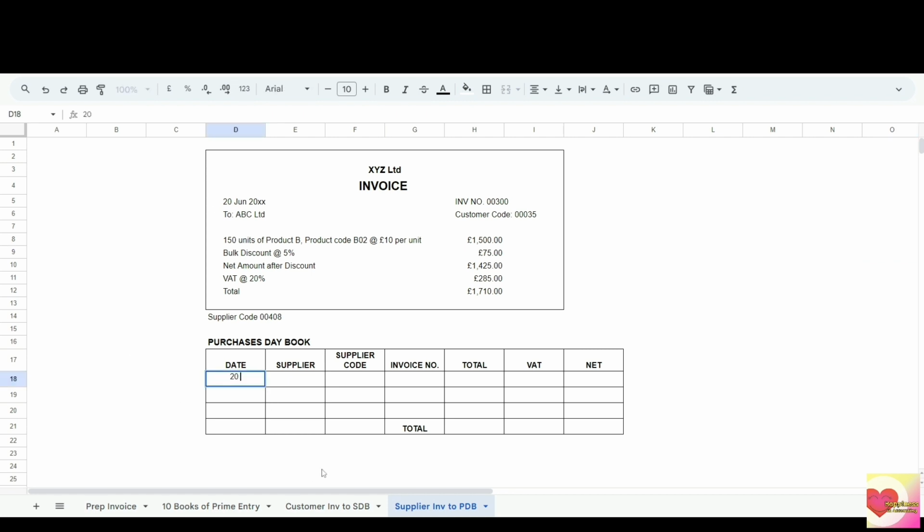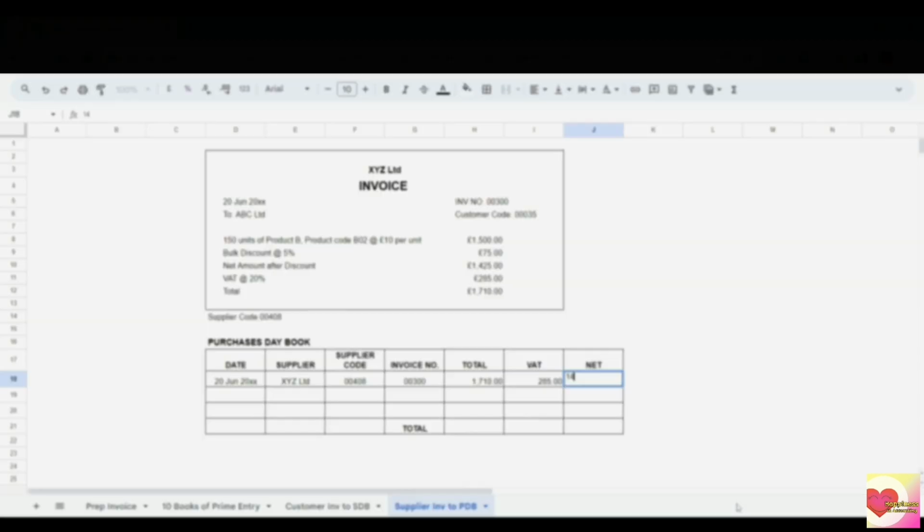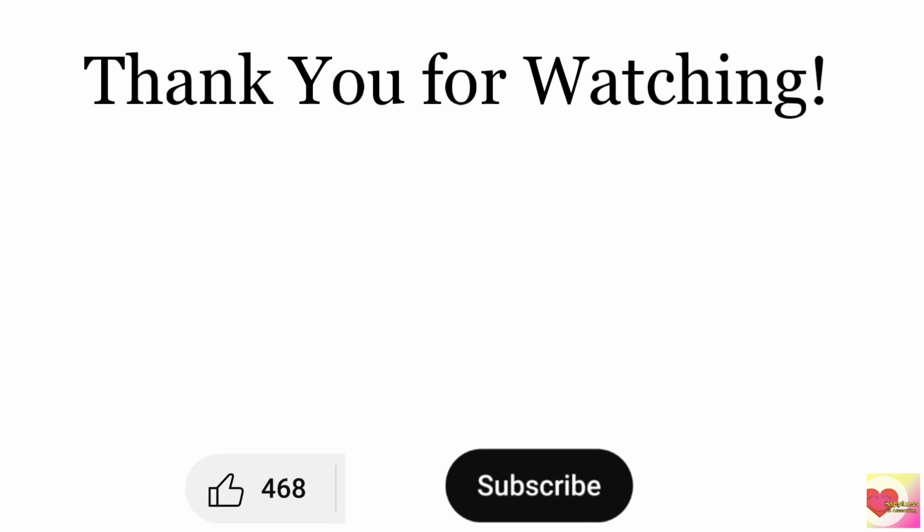First, let's enter the date of the invoice, the supplier name, which is XYZ Limited, the supplier code that we have assigned to our supplier, the invoice number, the total or the gross amount of our invoice, the VAT, and the net amount.